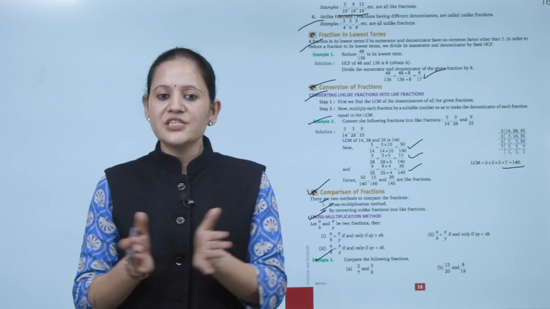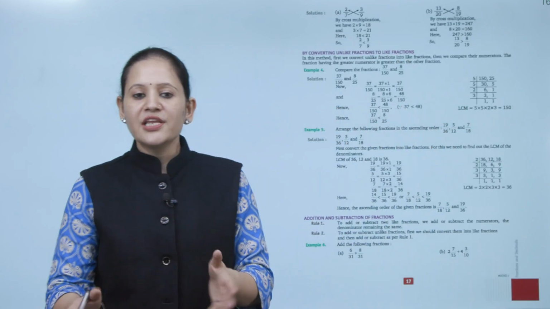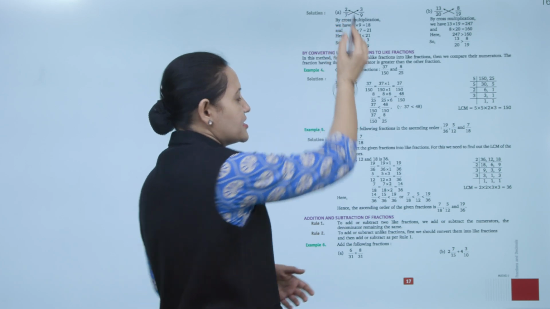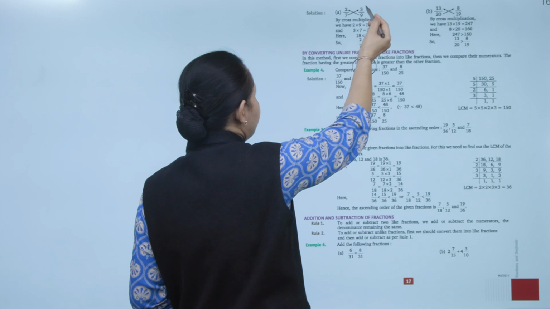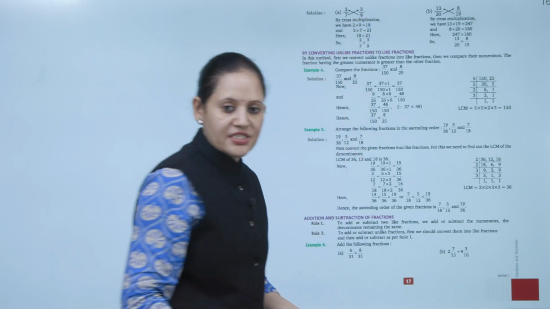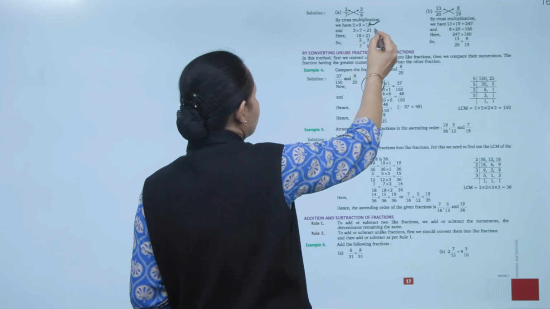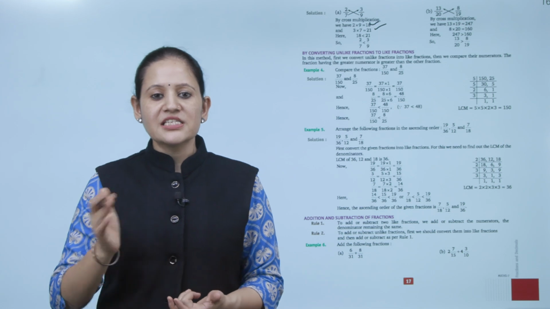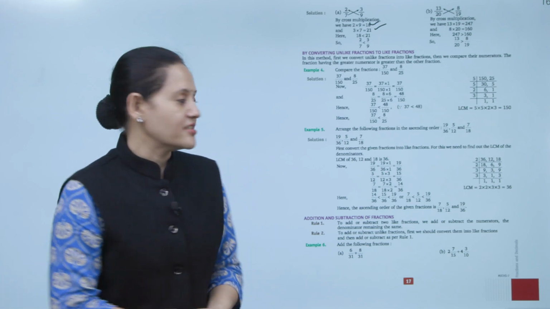Compare the following fractions. First is 2 by 7 and 3 by 9. So we have to compare these fractions. We will use the cross multiplication method. In this method we multiply the numerator of the first fraction with the denominator of the other fraction, and the numerator of the second fraction with the denominator of the first fraction. So 2 into 9 is 18 and 3 into 7 is 21. 18 is less than 21, so we'll say 2 by 7 is less than 3 by 9. Clear? Next, by converting unlike fractions to like fractions.